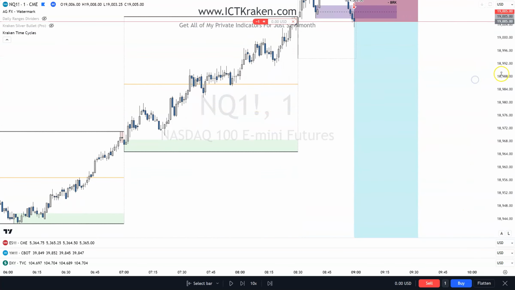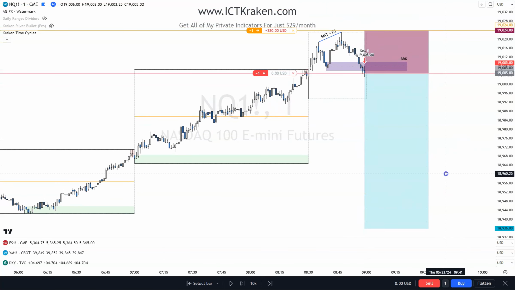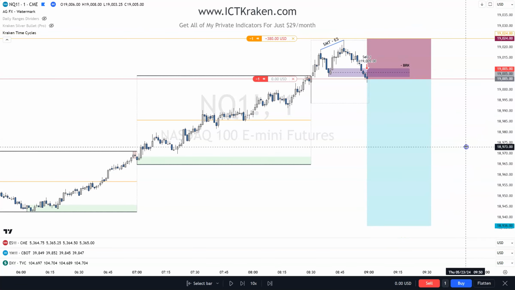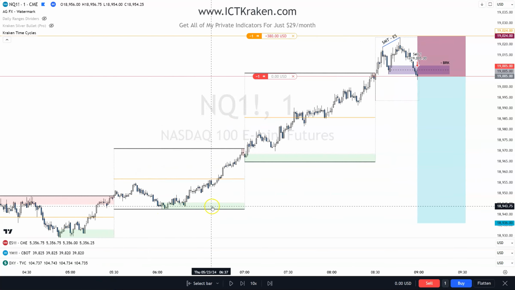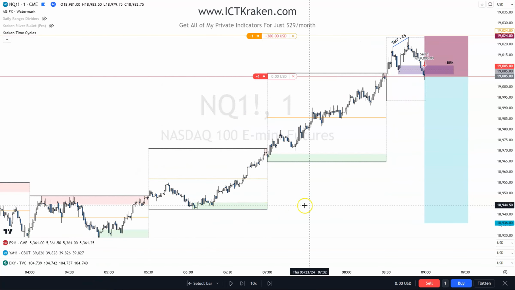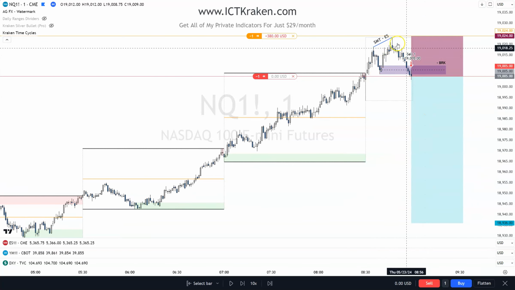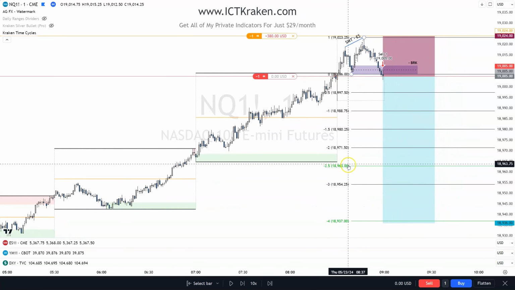And what am I targeting? Now, we already looked at it. We said optimal trade entry was down here, but I'm targeting a little lower. Why? Well, I'm targeting lower because this is another 90-minute cycle here. But if you pull the fib, like this is the manipulation leg, right? Let's pull the fib. 2.5 is right at this, right here.